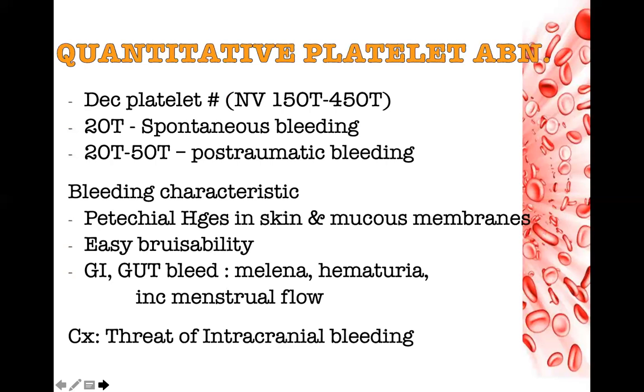Next, we'll talk about quantitative platelet abnormality or a decrease in the platelet number. So the normal platelet count is between 150 to 450,000. So any number that is less than 150,000 is considered to be thrombocytopenic or thrombocytopenia.